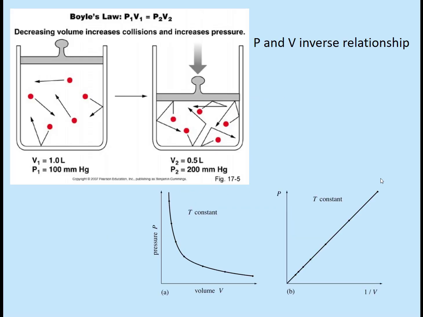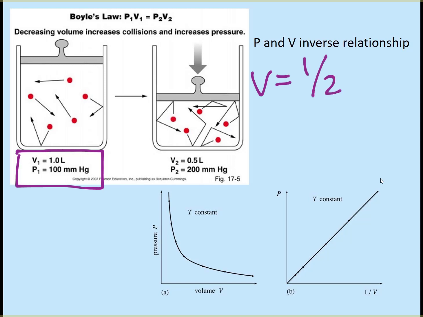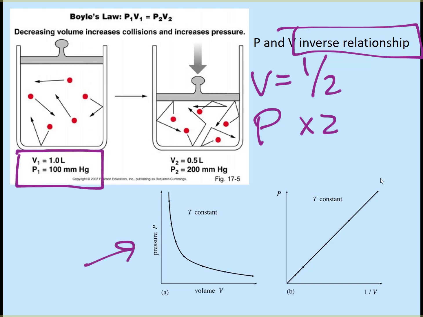Here's another picture of Boyle's law. Here we have a certain volume and a certain pressure. If I cut the volume in half, I see that my pressure doubles. So this is an inverse relationship. If one goes up, the other one goes down. Here are some graph representations of this, showing that if your pressure goes up, your volume goes down, or if your volume goes up, your pressure goes down.